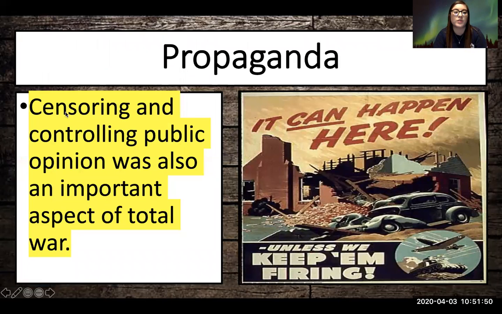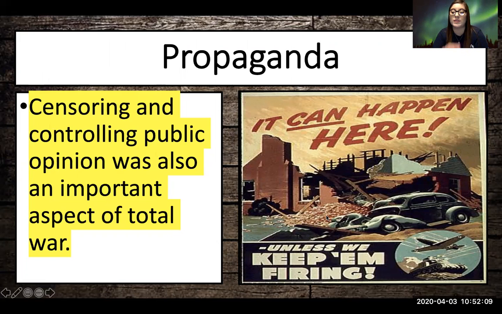Okay, so here we go. Here's where we're going to get started talking propaganda. What propaganda is, it means to censor and control public opinion, because this was an important aspect of total war. You want the civilians to support the war. Okay, you want them to support the troops.